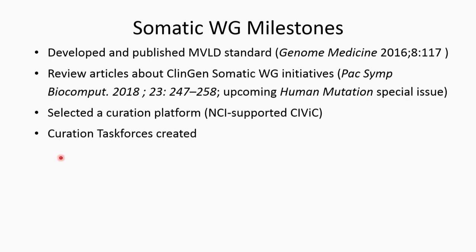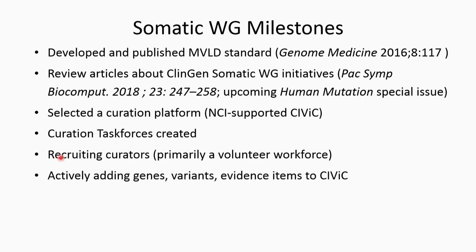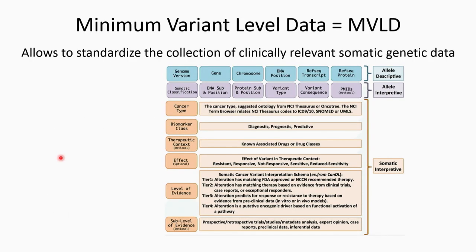Curation task forces were formed to focus on curation of variants within different tumor types or for different cancer genes. We have recruited curators that work with different task forces, but we are still looking for additional curators. And we're actively adding genes, variants, and evidence items into CIViC. Code has been written to transform information from CIViC into ClinVar for broader distribution of information. And then we are constantly working on improving the process of curation and making it more efficient.